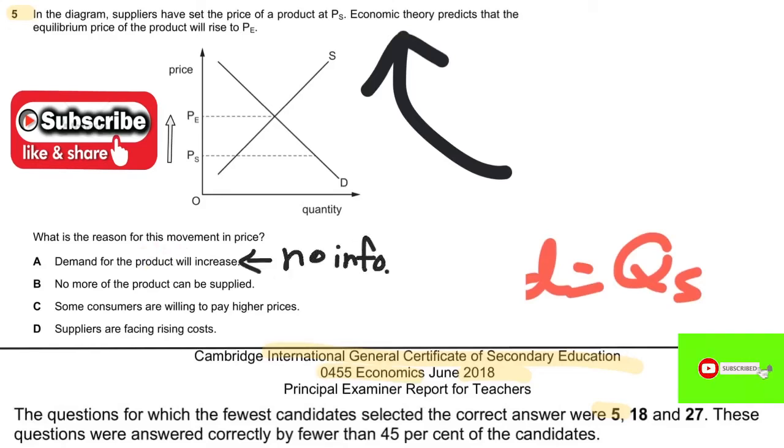How about this one? No more of the product can be supplied? No, it's wrong, because as you can see, the supply curve is upward sloping. The supplier can increase their quantity supplied. So this one would be wrong. Let's mark it down: there is an upward sloping supply curve.